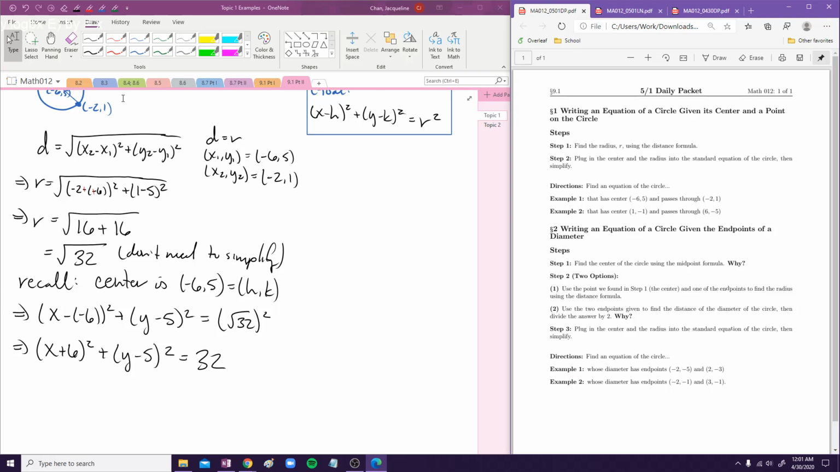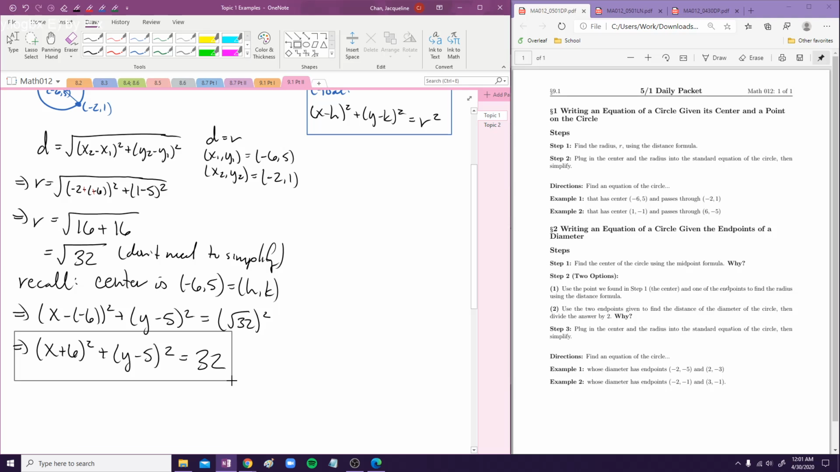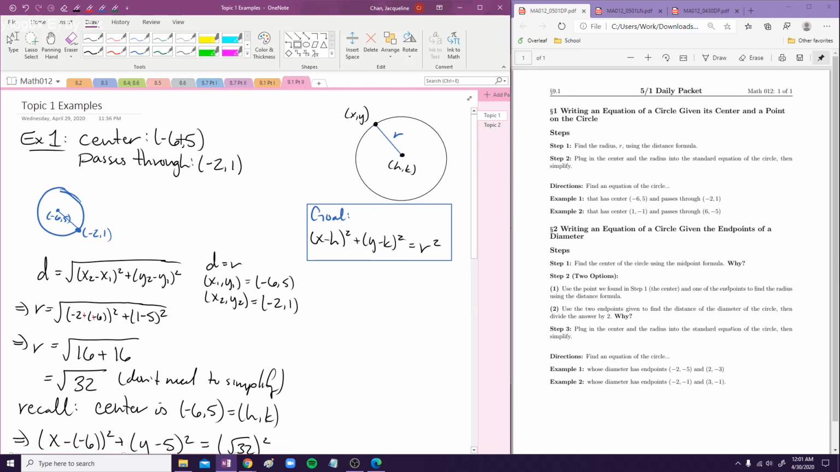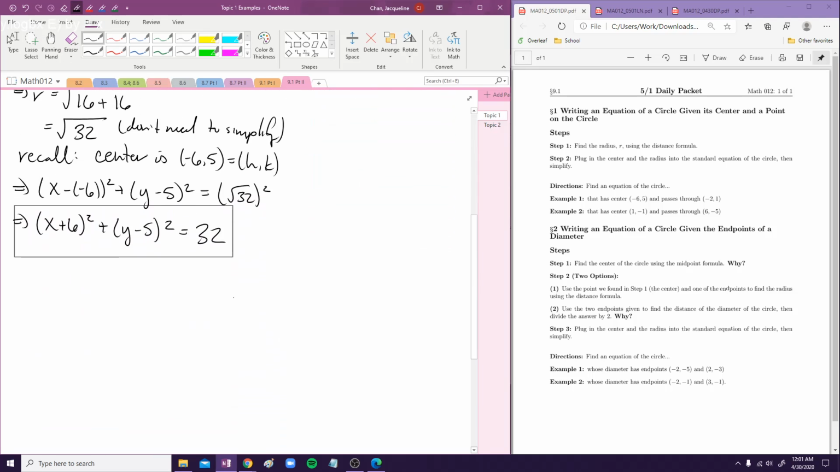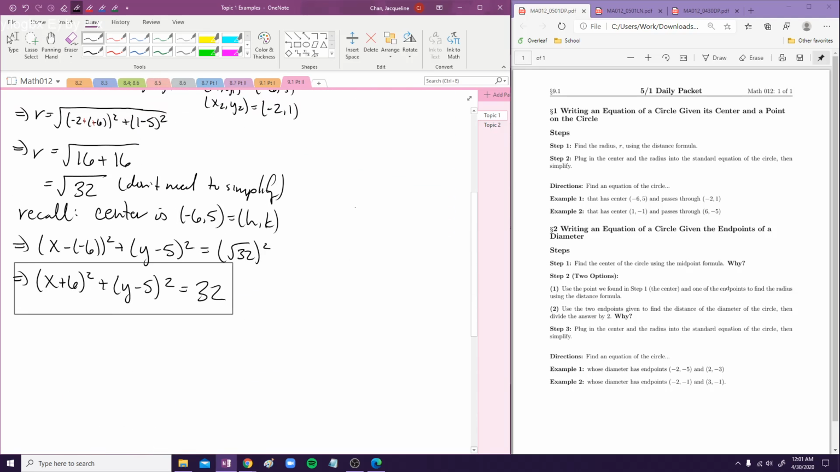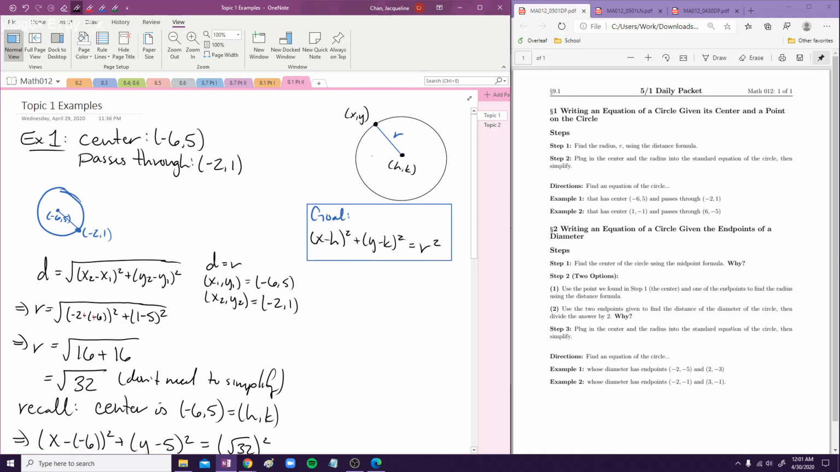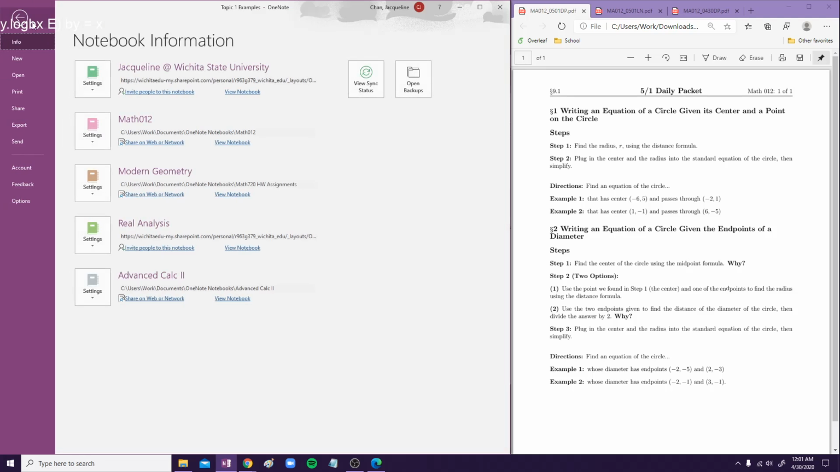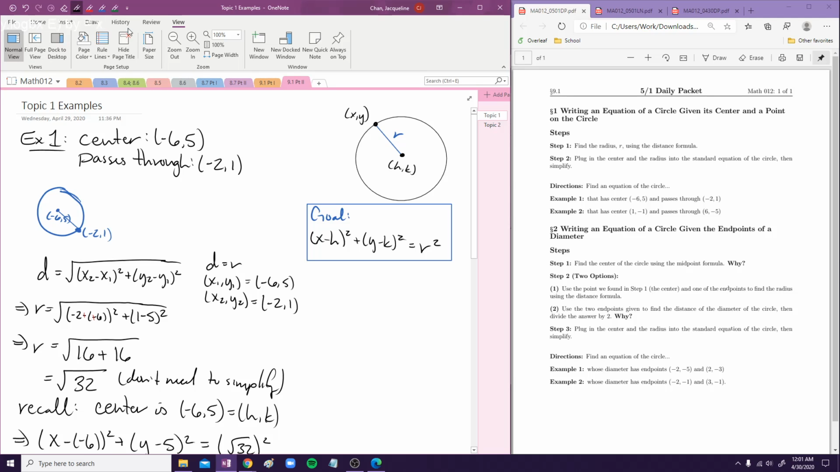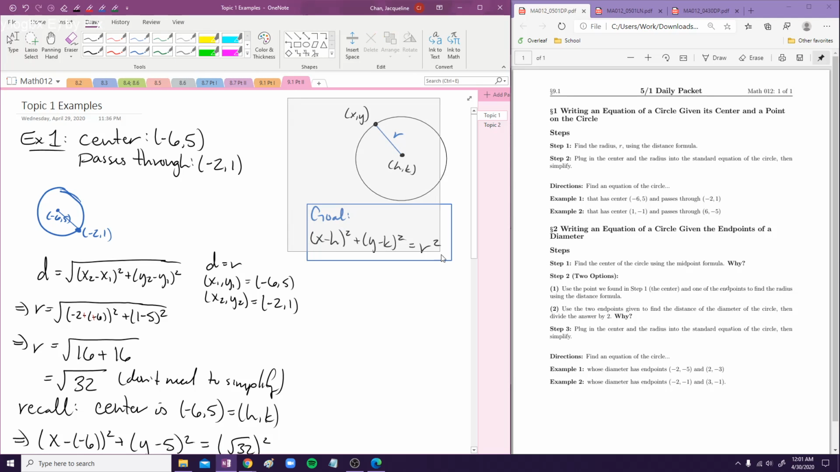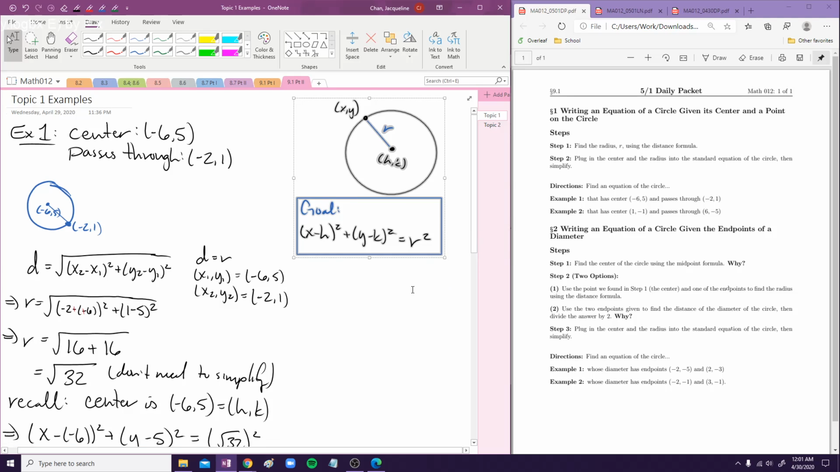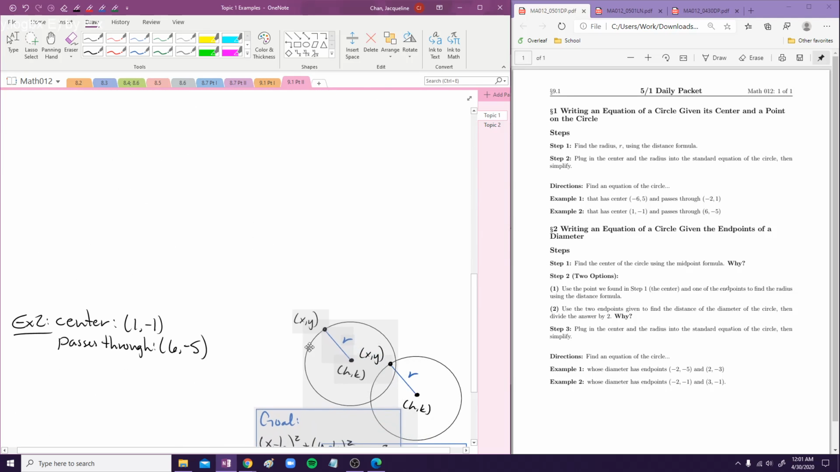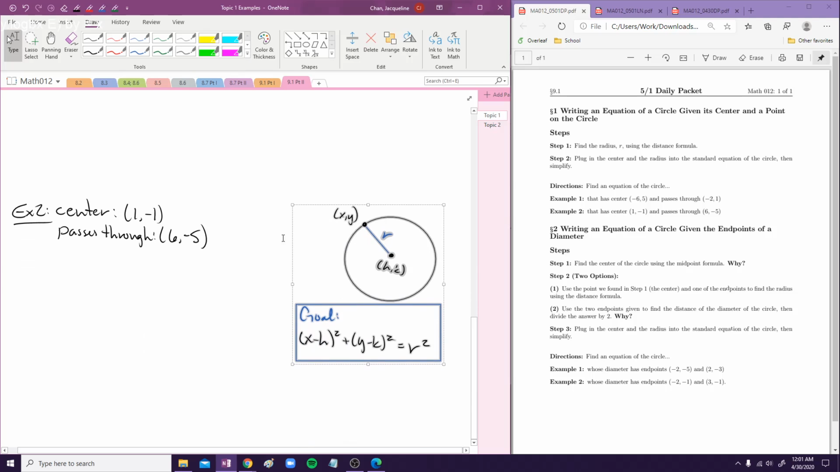And so this is our standard equation. This is the equation of our circle given center negative 6, 5, and it passes through negative 2, 1. Right? So now let's do another example. Right, so maybe I'm going to bring this down with us. Okay, just so we remember what our goal is.